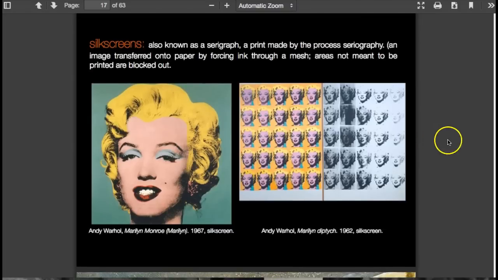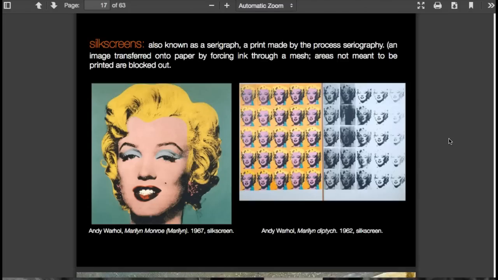Okay, so we want to look at silk screens. This is our last printmaking method. You're probably like, thank the Lord, we're done with printmaking. And it's silk screens. This is also known as serigraph, a print made by the process of serigraphy. It's basically an image transferred onto paper by forcing ink through a mesh. Areas not meant to be printed are blocked out. You probably have t-shirts in your closet that were done with a silk screen technique.